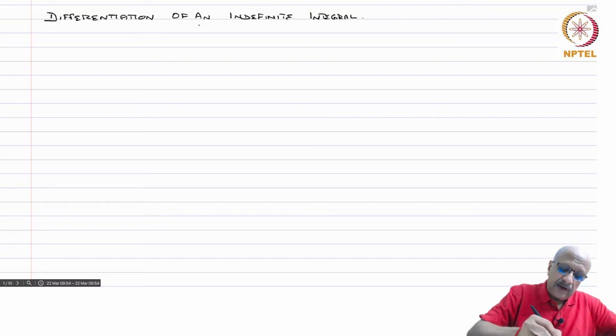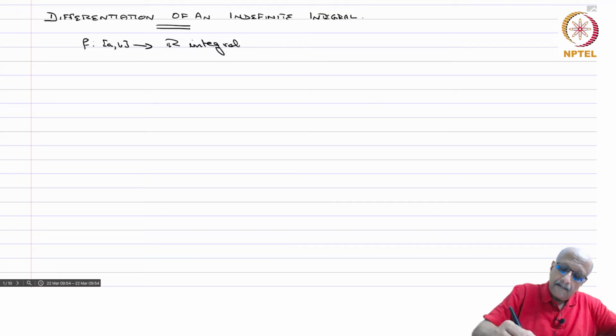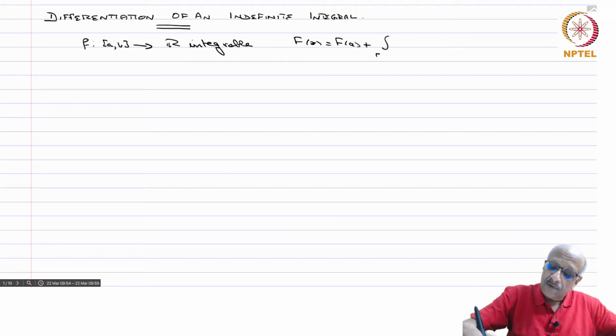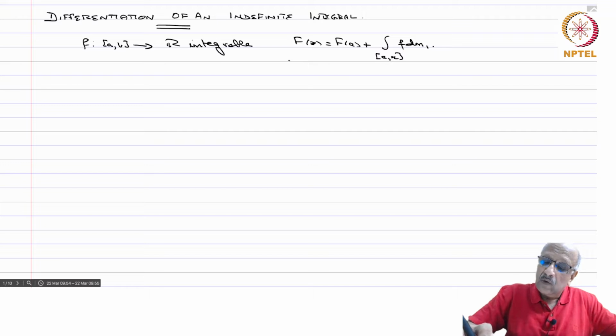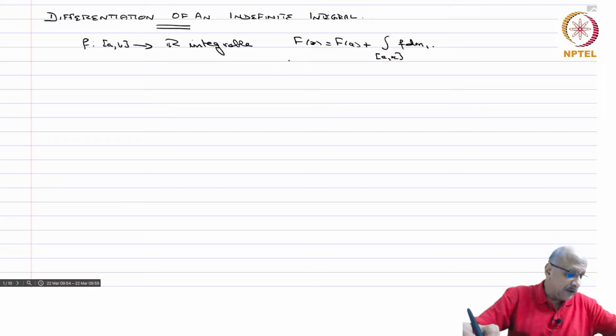So what is an indefinite integral? Let f from [a,b] to R be integrable, and we define F(x) equals F(a) plus the integral from a to x of f dm1. So this is called the indefinite integral, and we want to see if its derivative is going to be equal to f almost everywhere, at least like in the fundamental theorem of calculus.